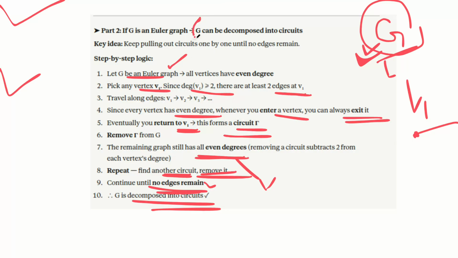From the graph G, starting from V1 and traveling along the edges, since there would be at least 2 edges at each vertex, I can eventually get a circuit by reaching V1 back again. I remove that circuit from this graph, and the remaining vertices all still have even degree. I keep finding another circuit and removing it again, continuing until I get no edges. So when I take graph G, which is an Euler graph, I finally decompose it into different circuits like this. This is how part 2 is solved.